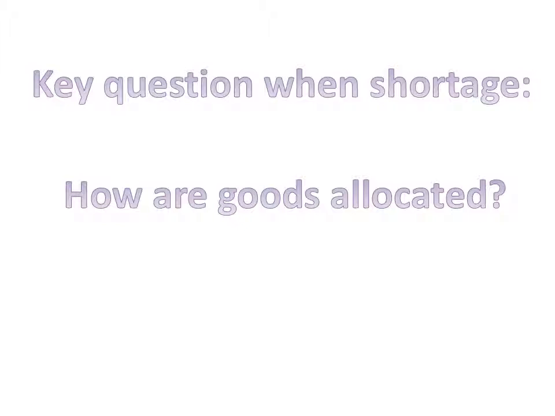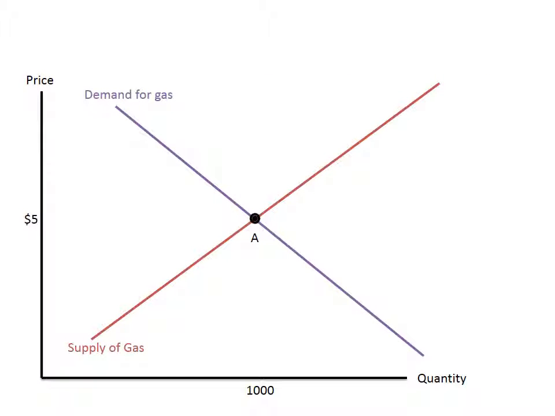But when there's a shortage, more people want to buy the good than can get it. So how is it determined who gets the good? Well, there's not a generalized answer to this. It depends on the individual market. It depends on who has more influence, who knows whom. Let's take a specific example. Let's imagine we have a demand and supply curve for gas with a market price of $5.